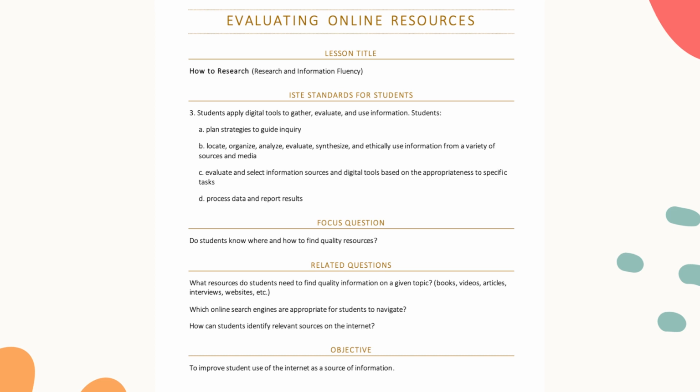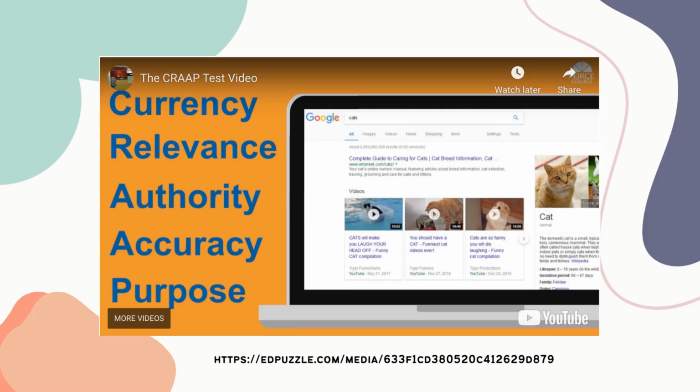The objective of this lesson was to improve student use of the internet as a source of information. To begin the lesson, we reviewed informative writing and discussed topics my students were interested in learning more about. I then segued this into our lesson on evaluating online resources.